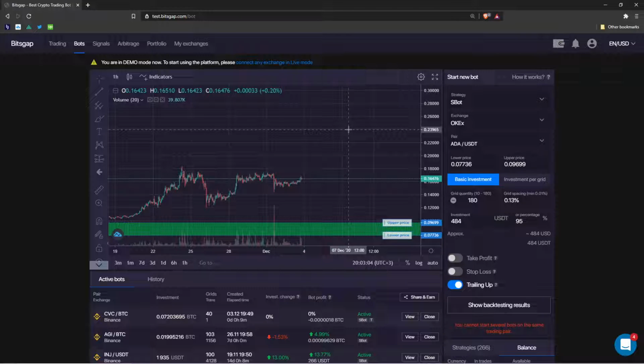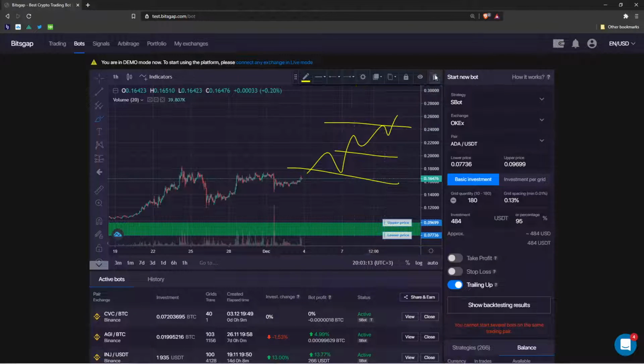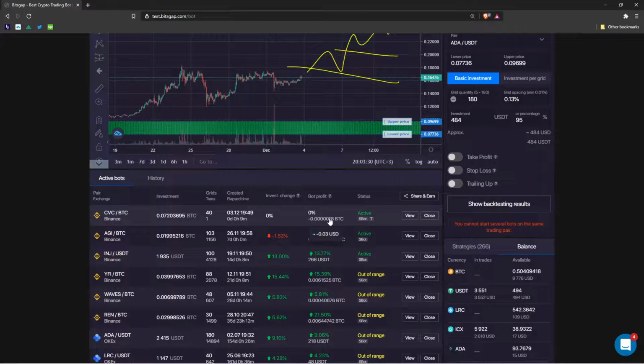All right, so maybe you will be sleeping at that time, and when it establishes new higher high, the bot will follow the market. So that's what it takes to enable trading up. And by the way, if at the time of launching the bot you forgot to set these instruments, then you can always go and select them later.